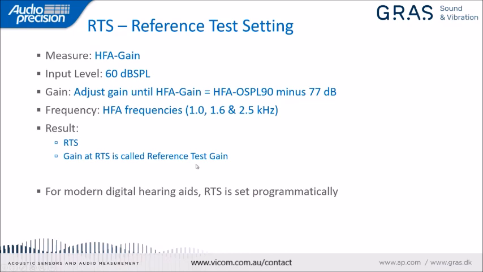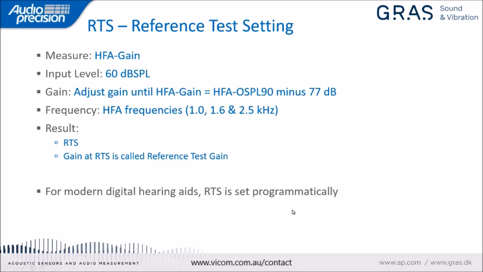Now, one of the metrics called out here is the reference test setting, or RTS. In this case, we're targeting a certain gain level with an input level of 60 dBSPL. We want to adjust the gain of the hearing aid such that the HFA gain, the gain at the frequencies of 1, 1.6, and 2.5 kilohertz, is equal to the HFA OSPL 90 minus 77 dB. Now the result here is the RTS, or reference test setting, and the gain at RTS is called the reference test gain.